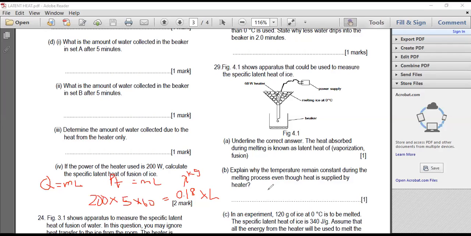So 200 times 5 times 60, divided by 0.18. L will be 333, joule kg minus 1.